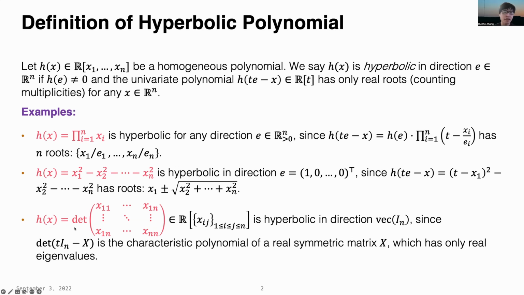Another example is when h(x) equals the determinant polynomial, in particular, the determinant of symmetric real matrices. This polynomial is hyperbolic in the direction when we vectorize the identity matrix. This is because since X is a symmetric real matrix, it has only real eigenvalues, and the univariate polynomial h(te minus x) equals the determinant of tI minus X, which is the characteristic polynomial of X, and its roots are just the real eigenvalues of the matrix X.